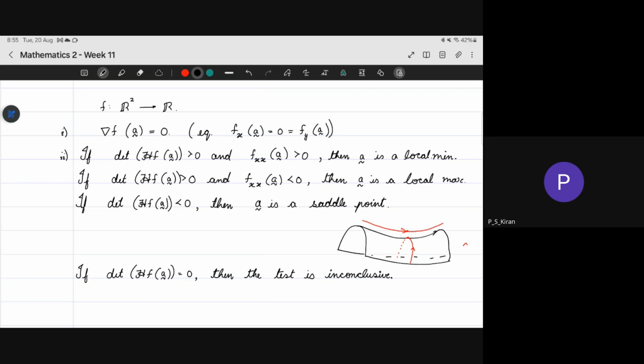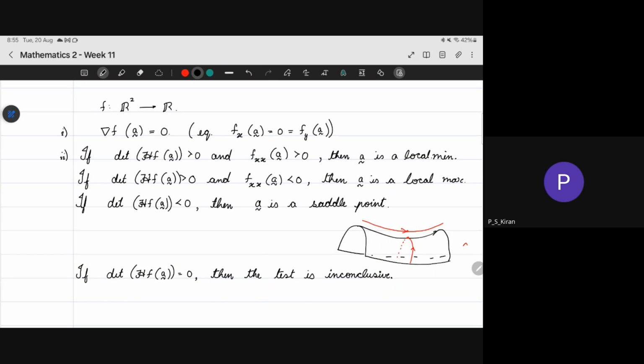So are there any doubts about the conditions? It's just a straightforward statement, but the first thing you have to do is check where the gradient vanishes. And for those points, you have to check what the determinant of the Hessian looks like.